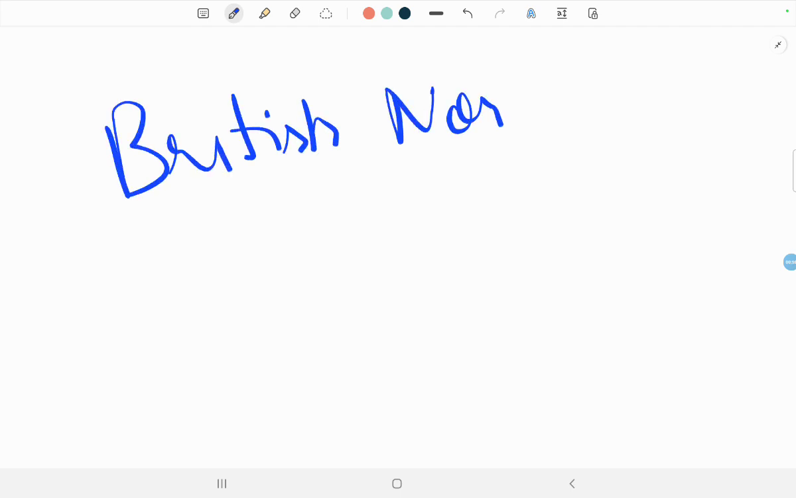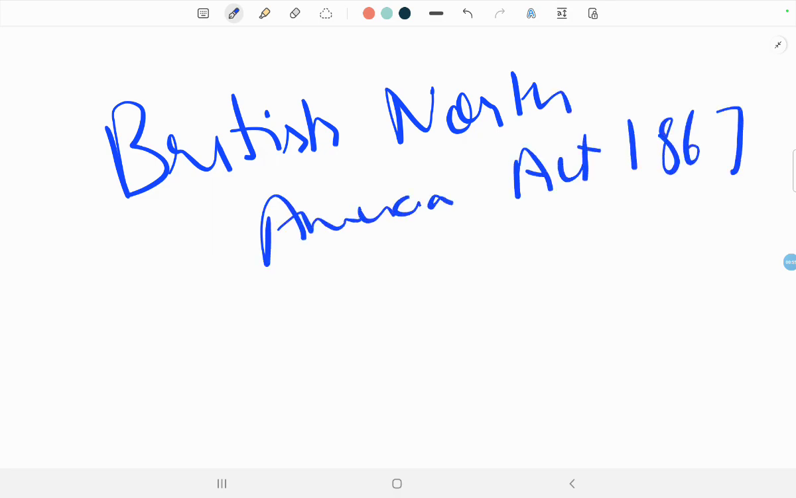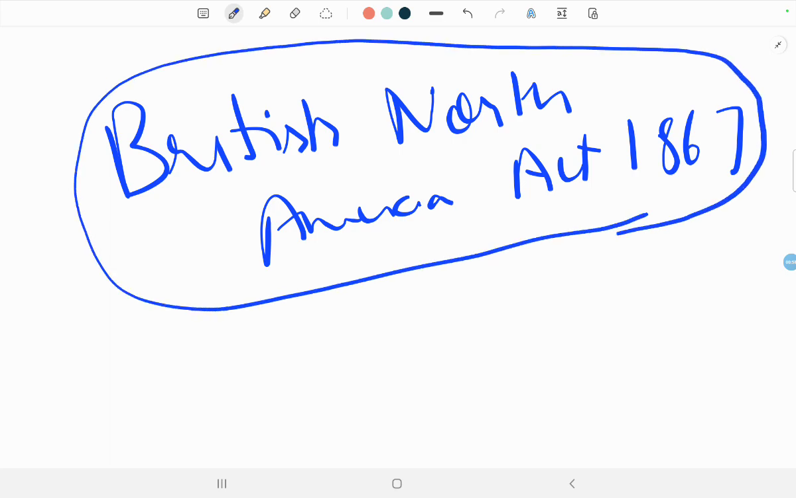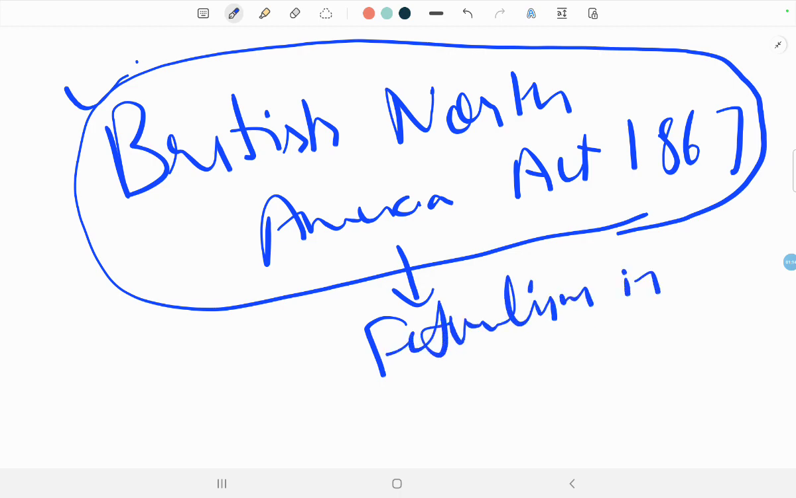For that, there is one document, the British North America Act 1867, which is a very important tool to understand the Canadian Constitution. Actually, it was the basic point of origin of the Canadian Constitution. It established federalism in Canada, and allocated power to the federal parliament and provincial legislatures.